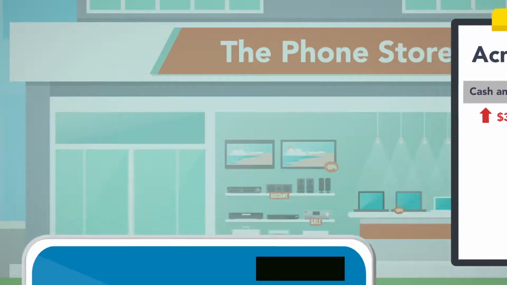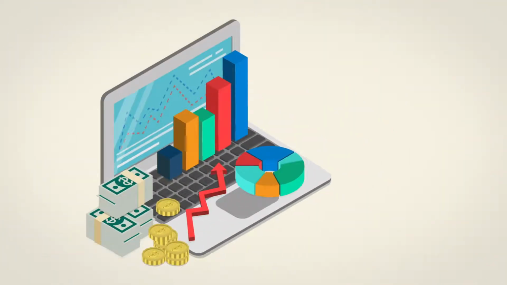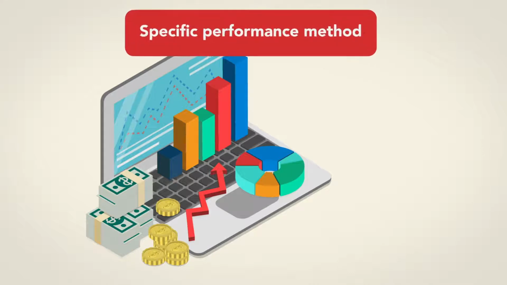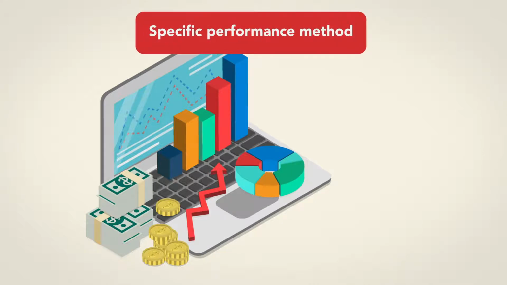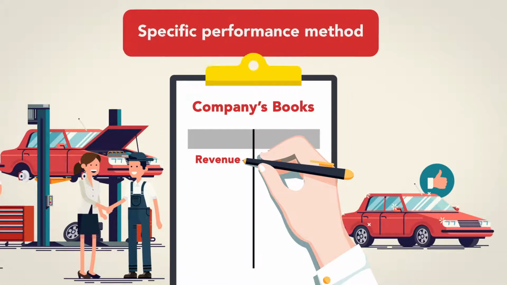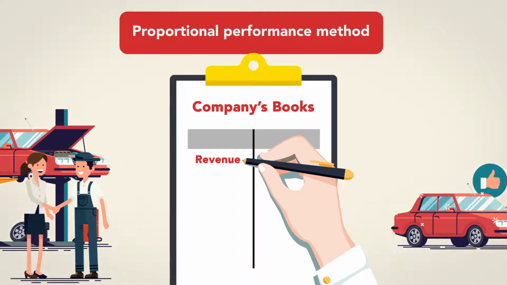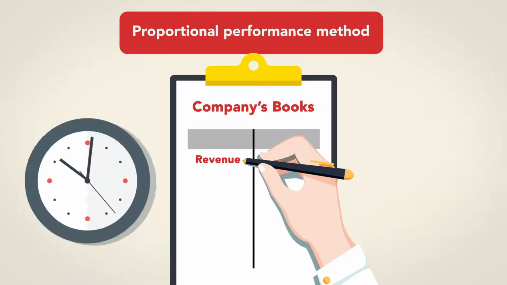When a company receives revenue from services, it can record the revenue in different ways, depending on how it's received. Under the specific performance method, a company records the revenue earned when it completes the service rendered, such as when it repairs equipment. Another method, called the proportional performance method, allocates revenue proportionate to an external factor, such as time or cost.